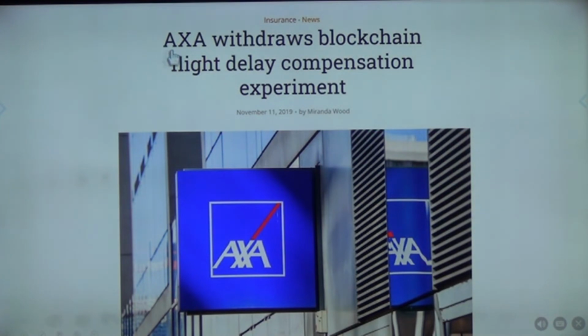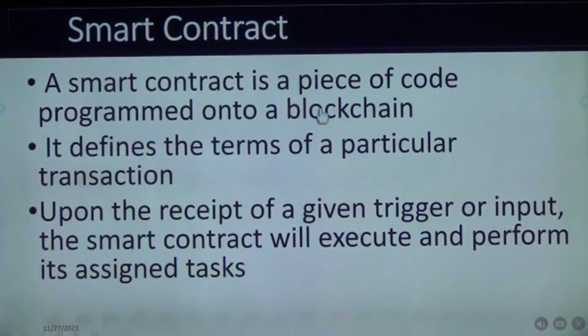where AXA withdrew its blockchain flight delay compensation experiment. Okay, they withdrew it without quoting any reasons. So there must be reasons we don't know, but they withdrew it.